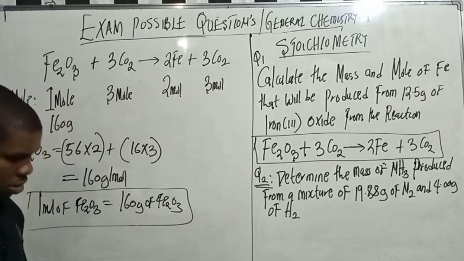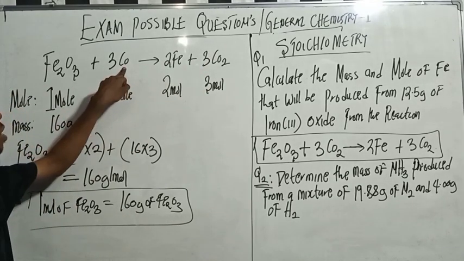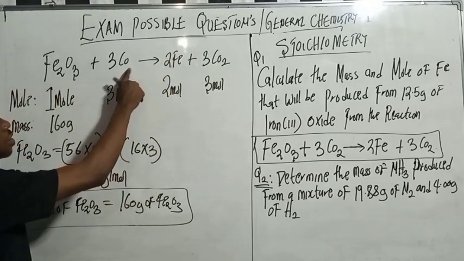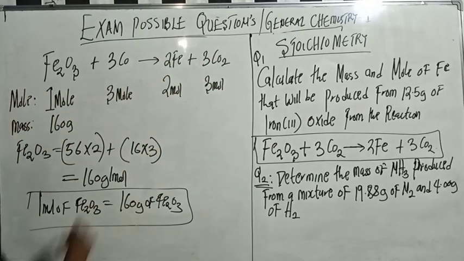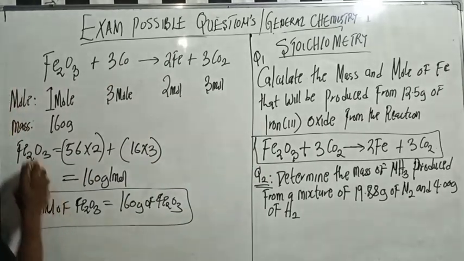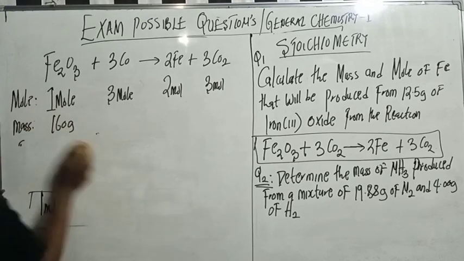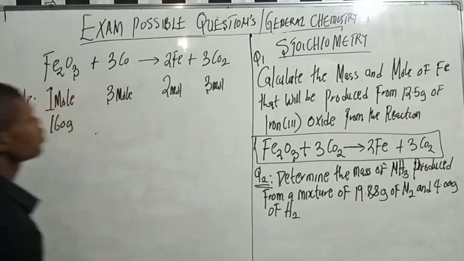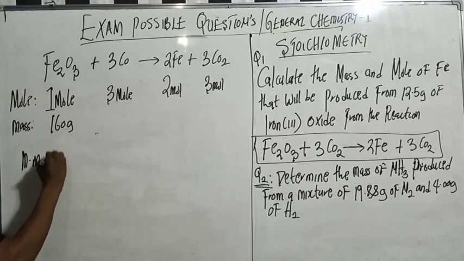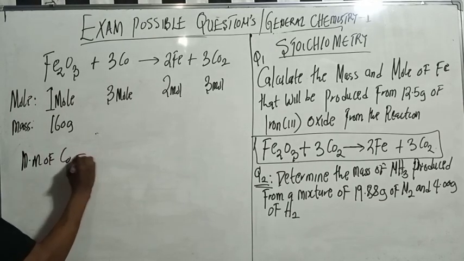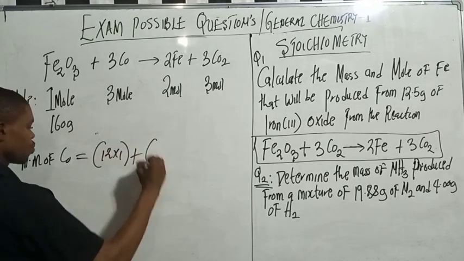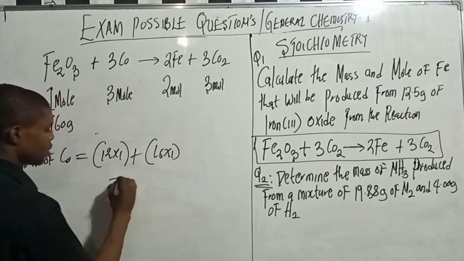Now the next thing you want to do, what you have done, you're still going to do it here and here. Here is CO, carbon monoxide. Here we have CO2. So just a little correction there. Now the next one to do is CO, carbon monoxide. So the molar mass of CO, carbon monoxide, is going to be 12 times 1 plus 16 times 1. What are you going to get?